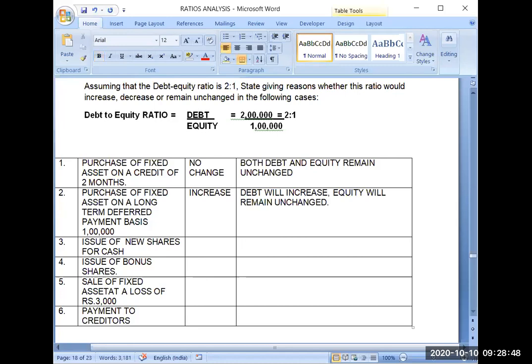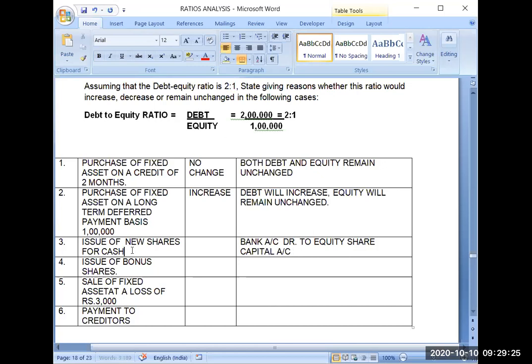The entry will be bank account debit. That's why in accounts, clarity of journal entries is must. Bank account debit to equity share capital account. So now your equity share capital will increase, and bank account is a part of current assets. It is not part of non-current assets, or it is not part of any debt. So that's why only the denominator is increasing this time.